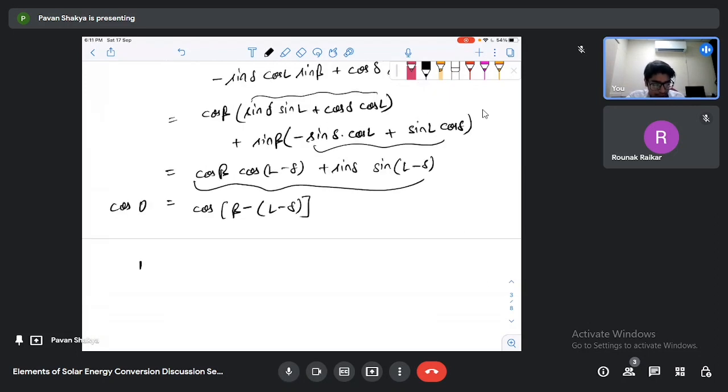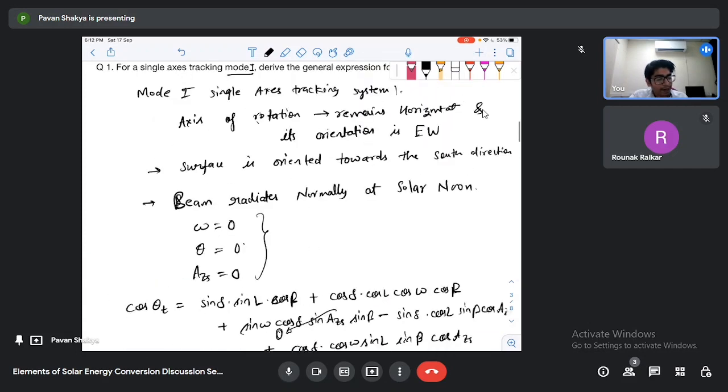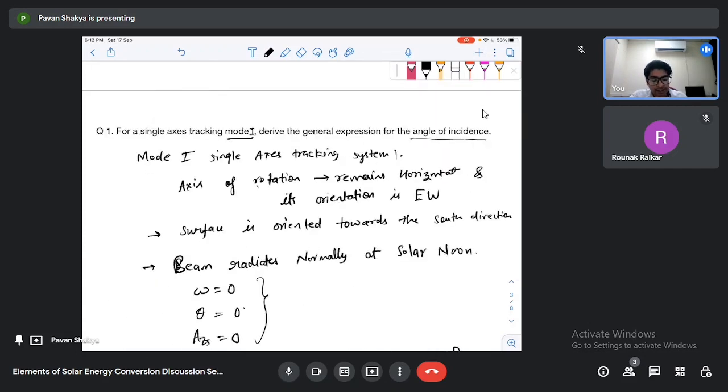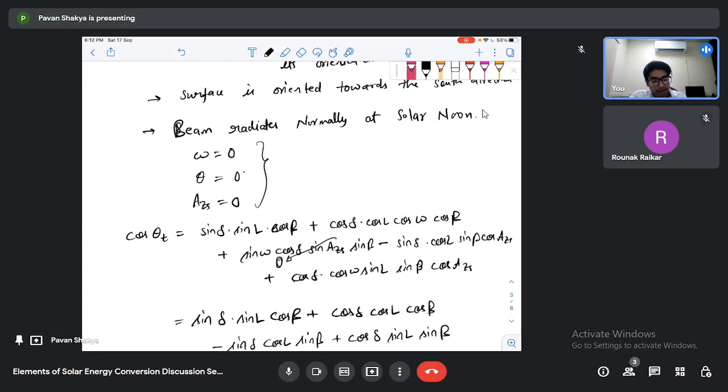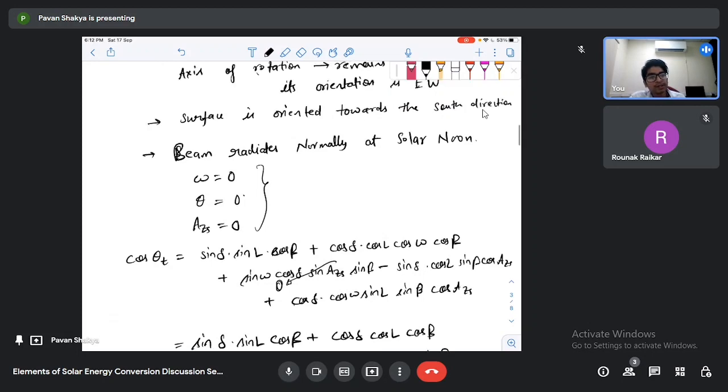So by equating, you can find that beta should be equal to L minus delta. So this is the tilt angle of the aperture surface. Next, we want to find out the angle of incidence, that is theta t. These values are valid only for a particular time, that is omega equal to 0, but we have to calculate the angle of incidence for every time.